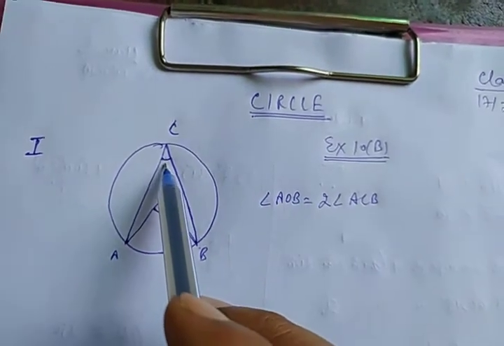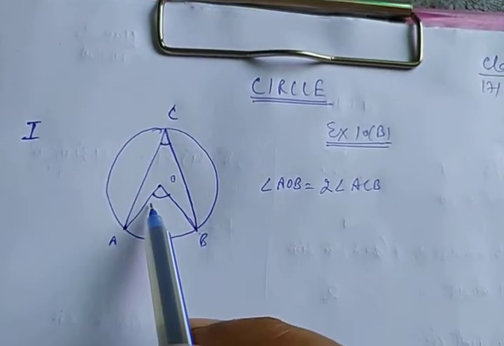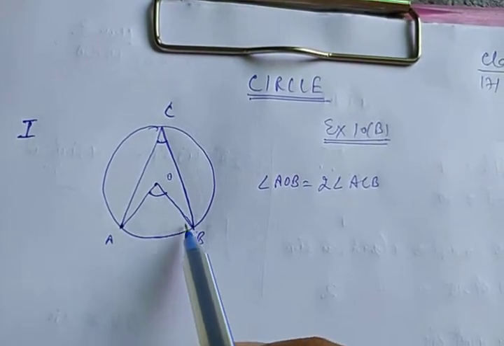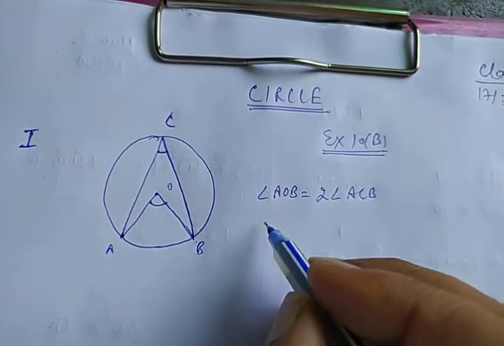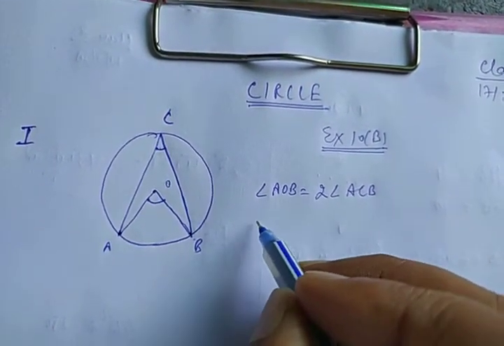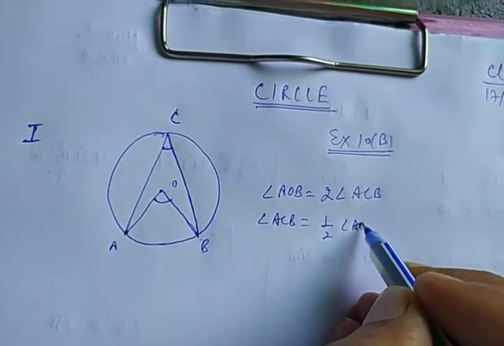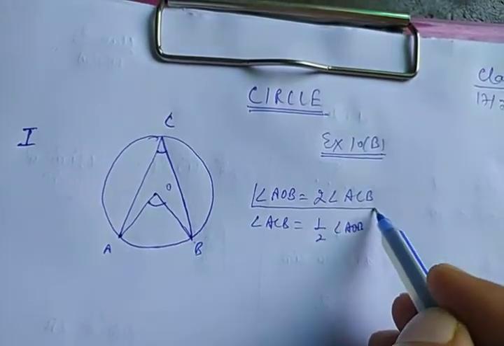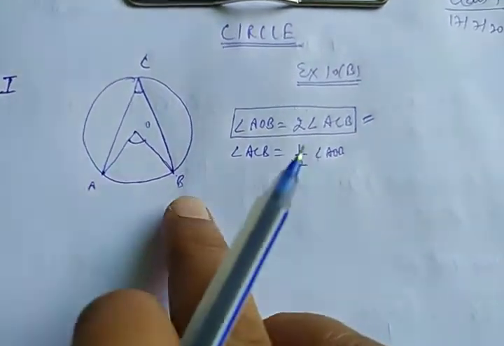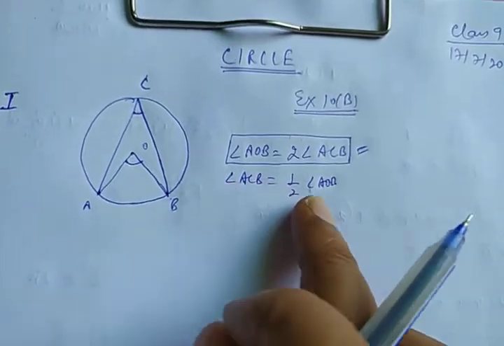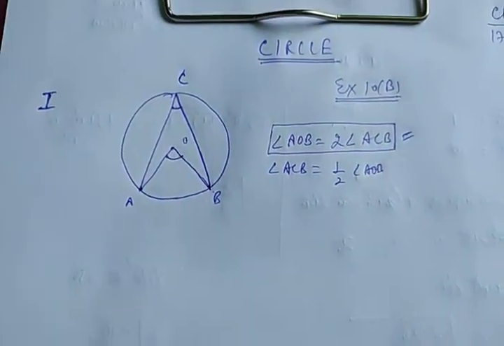Suppose this angle is 30 degree. If it is given in the question, you can calculate this as 30 into 2, 60 degree. If angle at the center has been given, you can calculate the angle at circumference by dividing it. In a different way, you can say angle ACB is equal to 1 upon 2 angle AOB. Both ways this theorem can be learned, but my emphasis is to learn this. This is the concept of the theorem to be applied in the question. On this basis you can calculate.